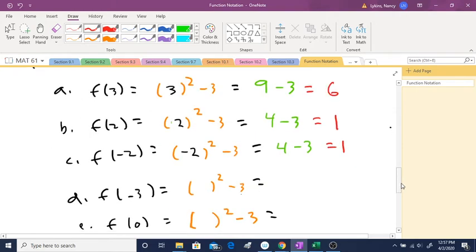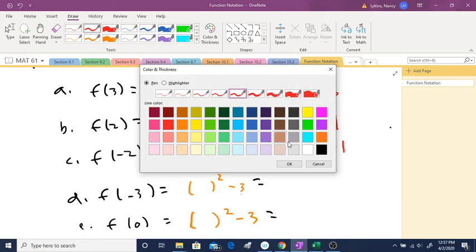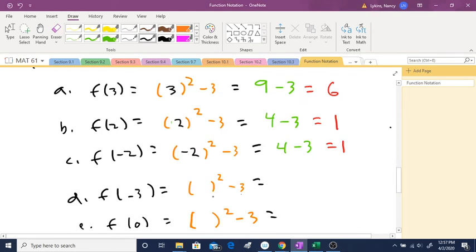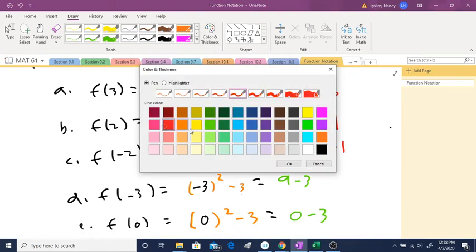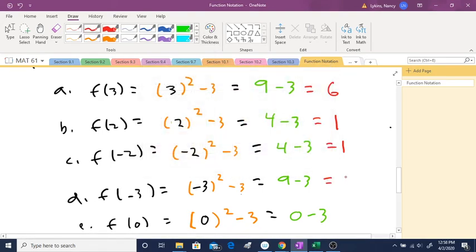Now I've got 2 more I'm going to throw in here. -3. So if you want to pause this and work this yourself, you can at any time. -3 and 0. So -3 times -3, that's what the square means, gives you 2 negatives make a positive, 9 minus 3. And I like 0 because 0 squared is 0, and I still got my -3. 9 minus 3 is 6. 0 minus 3 is -3.